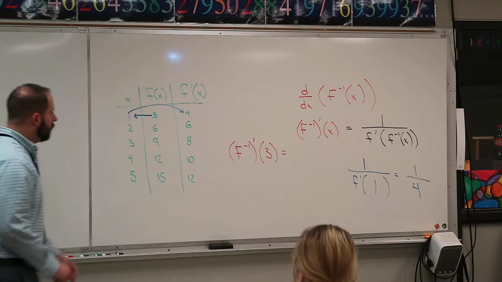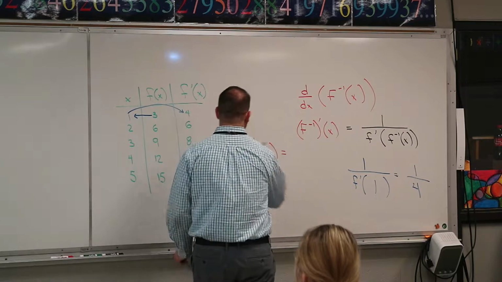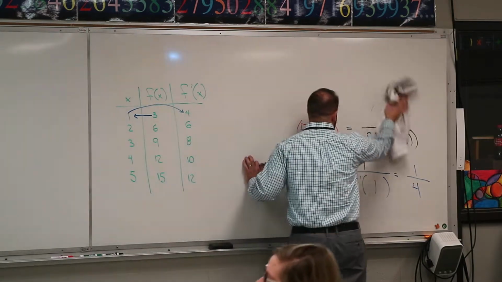On a scale from 1 to 5, I'd give you a 3.7. Okay. 3.7. Alright, number 6.